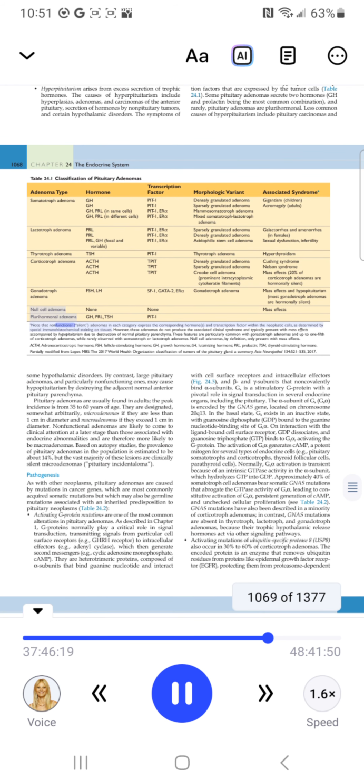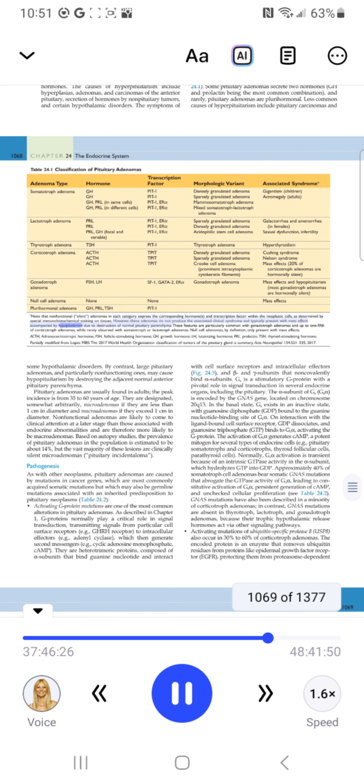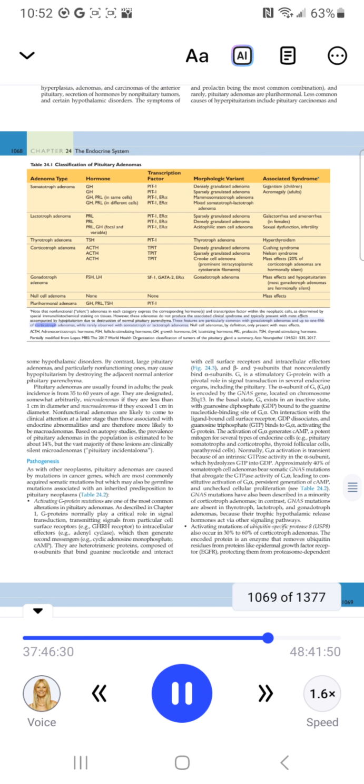Note that non-functional silent adenomas in each category express the corresponding hormones and transcription factor within the neoplastic cells, as determined by special immunohistochemical staining on tissues. However, these adenomas do not produce the associated clinical syndrome and typically present with mass effects accompanied by hypopituitarism due to destruction of normal pituitary parenchyma. These features are particularly common with gonadotroph adenomas and up to 1/5 of corticotroph adenomas, while rarely observed with somatotroph or lactotroph adenomas. Null cell adenomas, by definition, only present with mass effects.